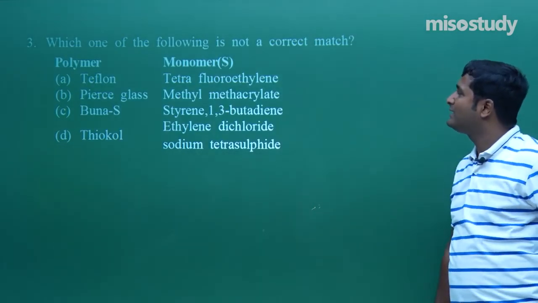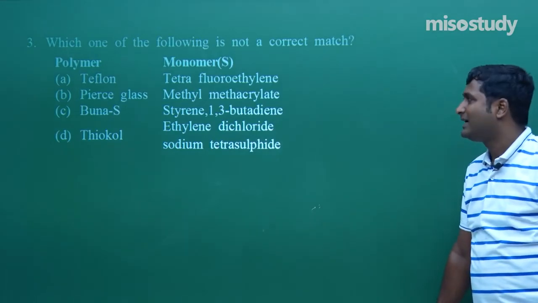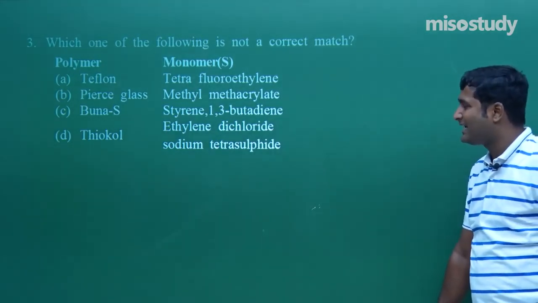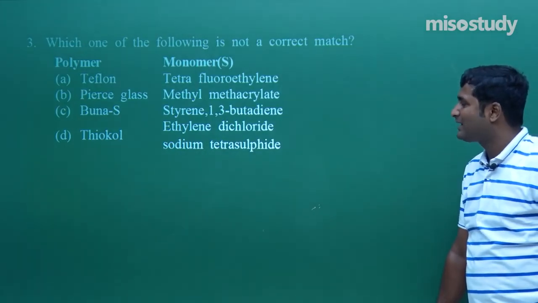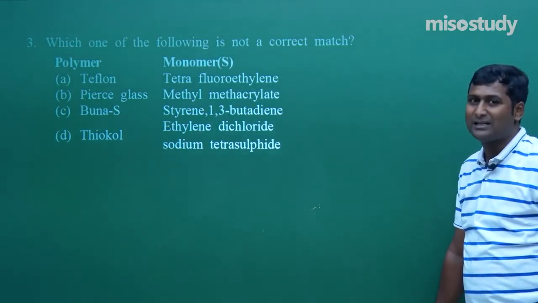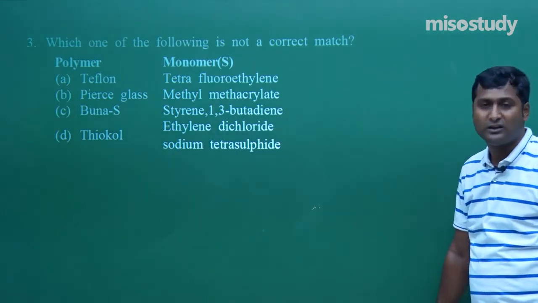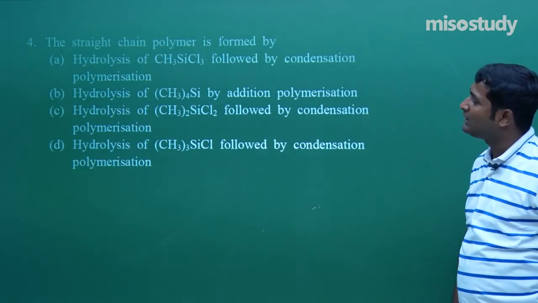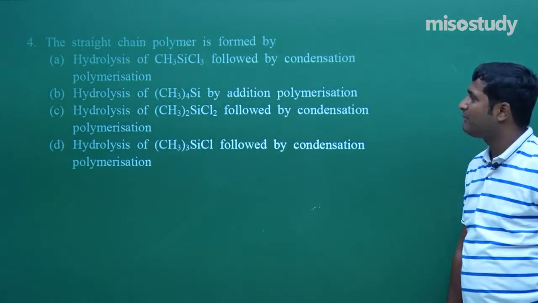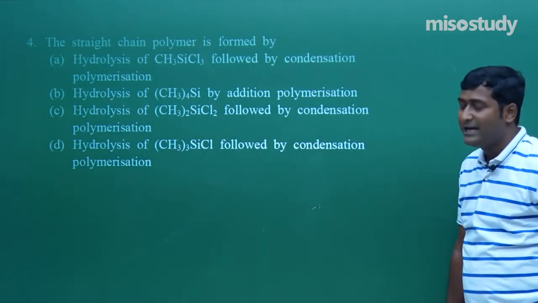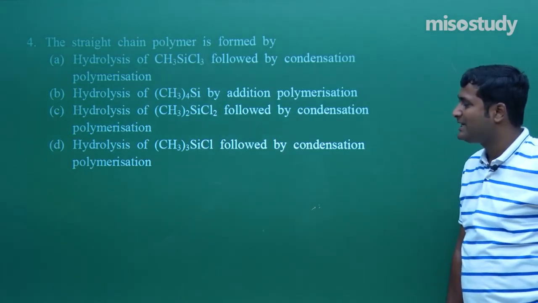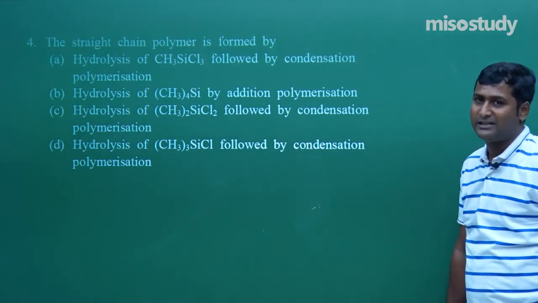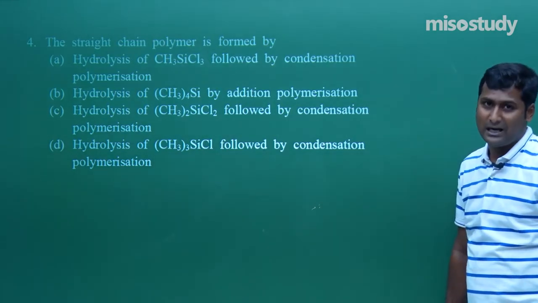Clear? Now let's move to question number 3. Which one of the following is the correct match? Teflon, tetrafluoroethylene; Buna-S, styrene and butadiene; thiokol, ethylene dichloride and sodium tetrasulfide. But B is a wrong match. So for question number 3, B is the correct option. Clear? Now let's move to the next one. The straight chain polymer is formed by the hydrolysis of CH3SiCl3 followed by condensation polymerization. That is D is the correct option.